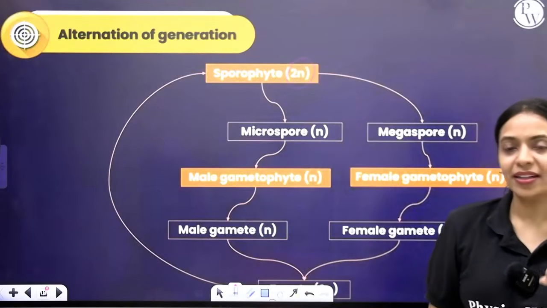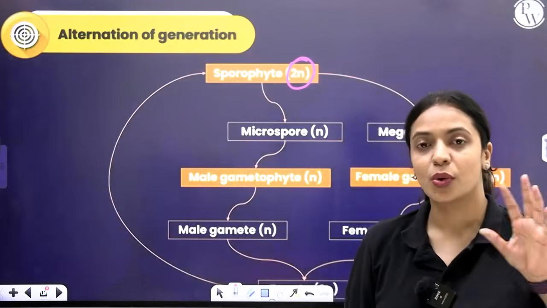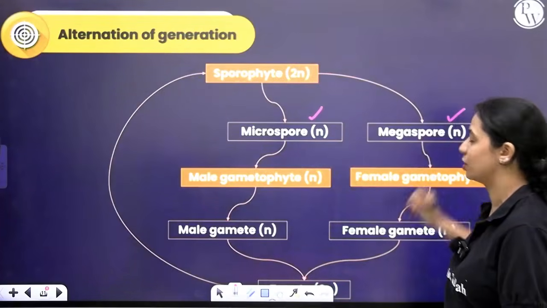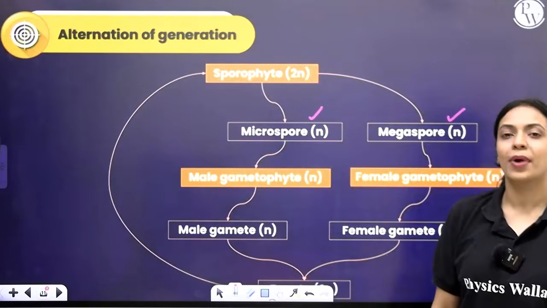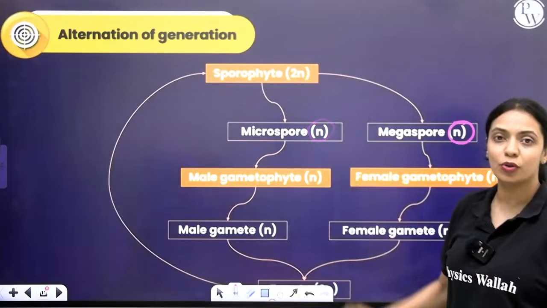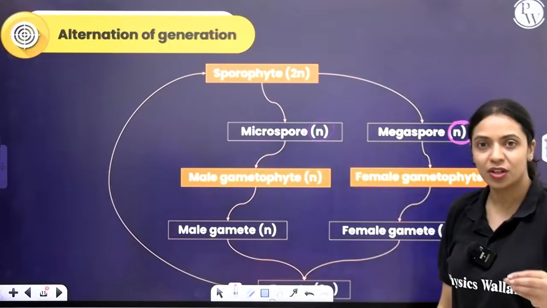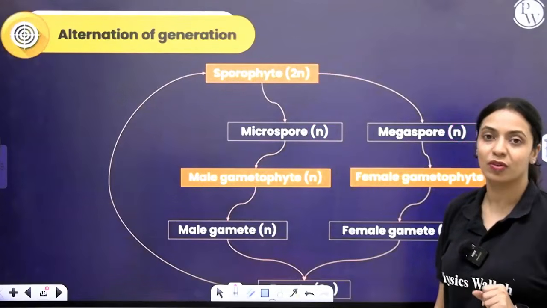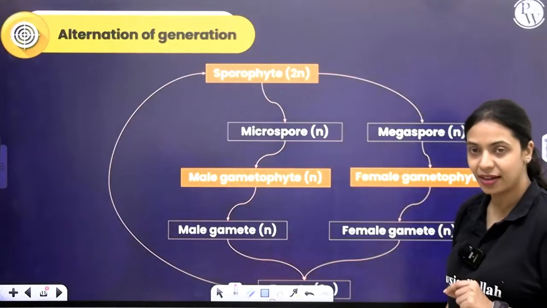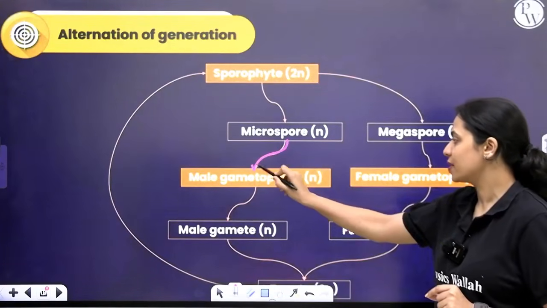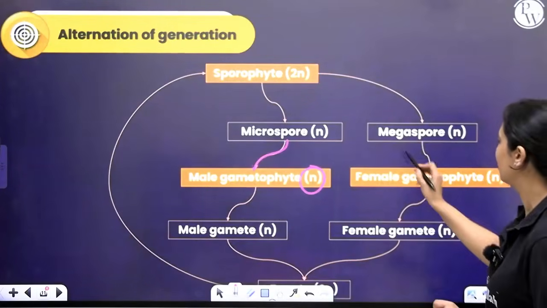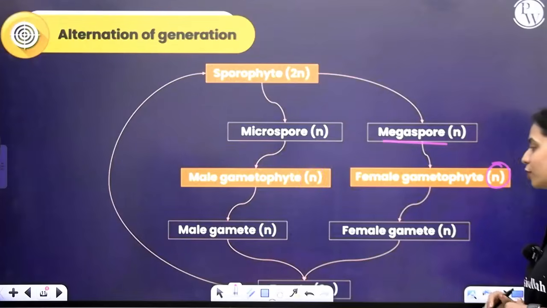A sporophyte forms spores. So within the sporophyte, the male spore, which is the microspore, and the female spore, the megaspore, will form by a process of meiotic division. The spores are haploid. Spores will develop into the gametophytes, right? So the spore will undergo mitosis to form the male gametophyte. Male spore forms the male gametophyte. Female megaspore forms the female gametophyte, which is haploid.